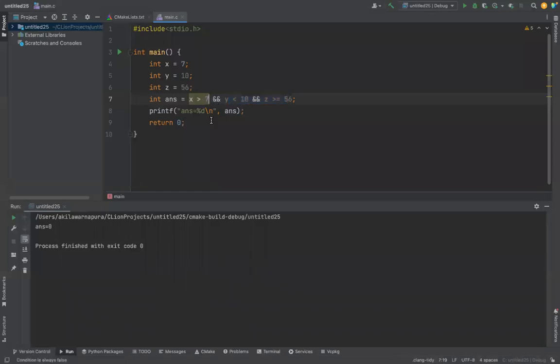Let's say x greater than 3. Yes, greater than 3, it is true, but the others should also be evaluated because the other two expressions should be true in order to get the output. Therefore, the first condition is true, then it evaluates the right side. Y less than 10? No, it is equal 10. So the second condition is false. It is not required to evaluate the other side. Condition is false.